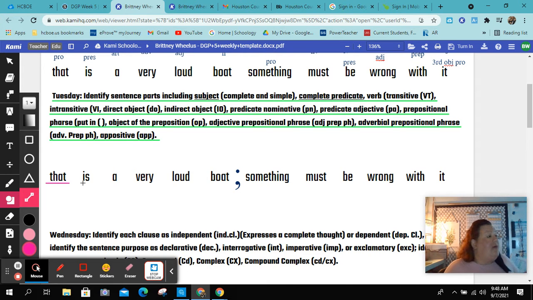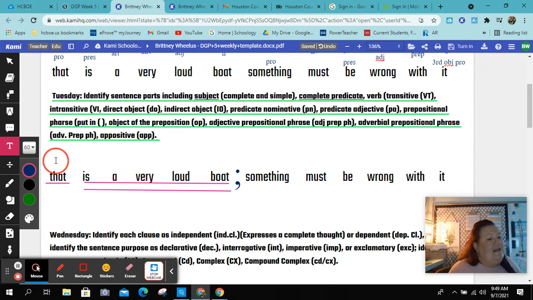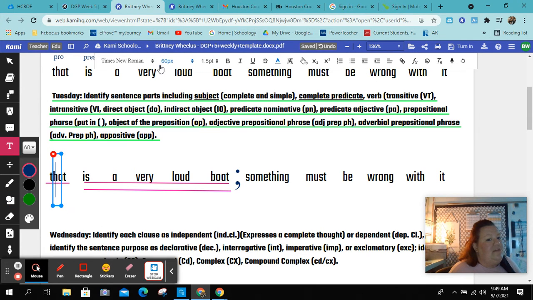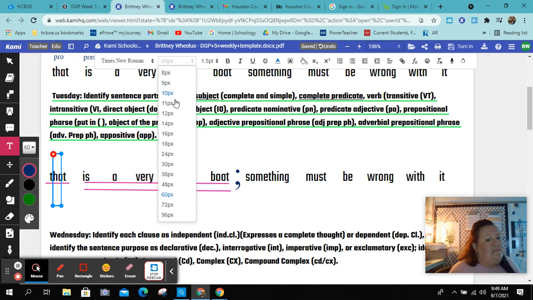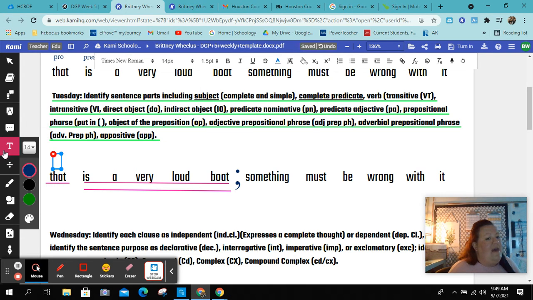Now, the rest of the sentence, the complete predicate, we're going to underline twice. Does everybody have this so far? Now, I'm going to go back to my text box, and I need to identify my simple subject. I am going to do that by clicking on the text box, and I'm going to put a capital S above the word that.